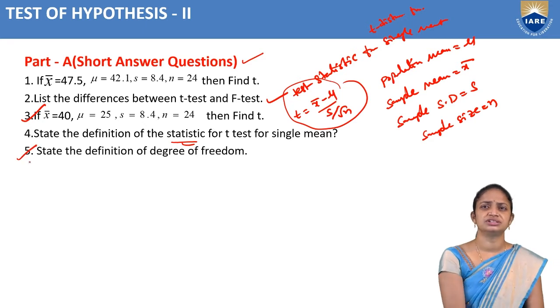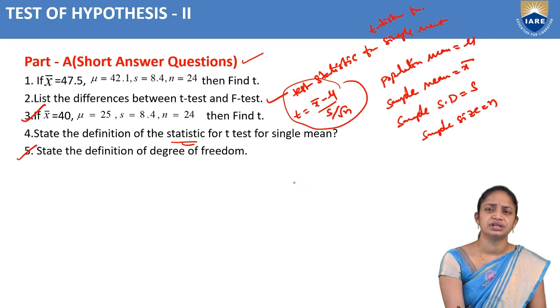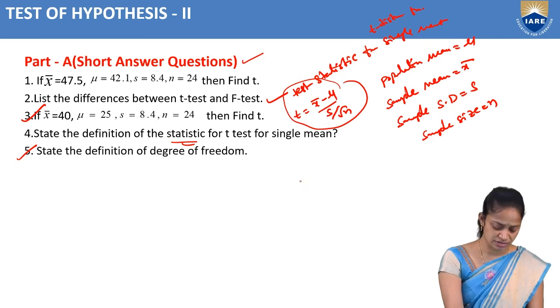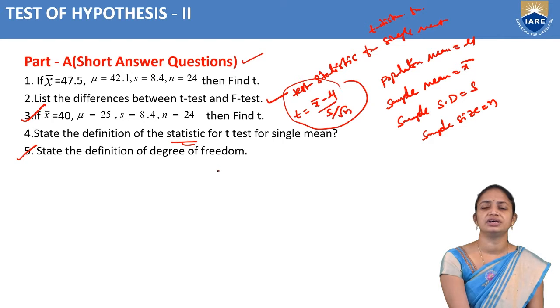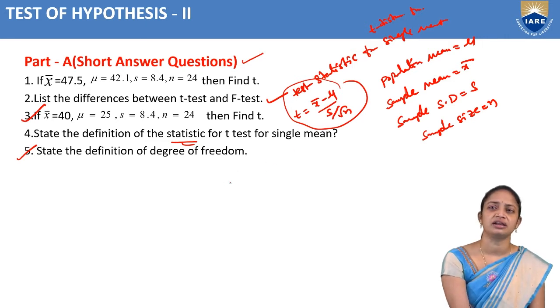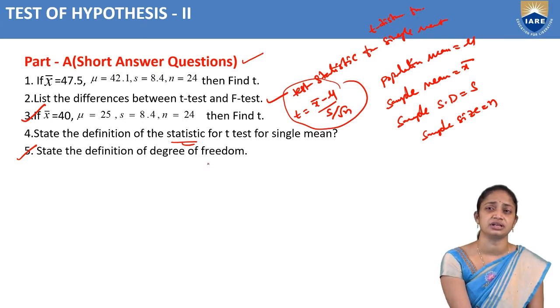Next one, state the definition of degrees of freedom. So what is degrees of freedom? The degrees of freedom is the number of values in the statistic that are free to vary. Our degrees of freedom is different for every method in test of hypothesis for single mean and difference of means.